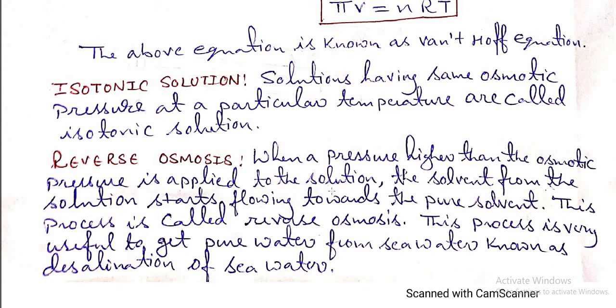So what will happen? When the pressure on the solution side is higher than the osmotic pressure, the solvent from the solution will start flowing towards the pure solvent. This process is called reverse osmosis. This process is very useful to get pure water from seawater, known as desalination of seawater. So from seawater, the salt and the pure water are separated by this reverse process.